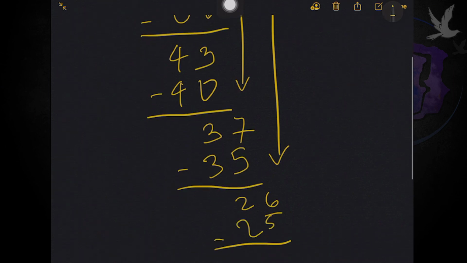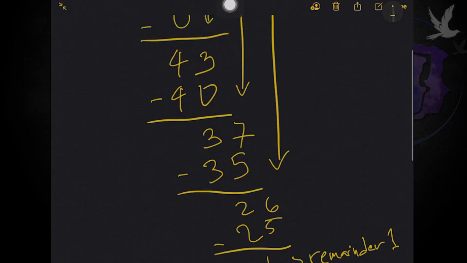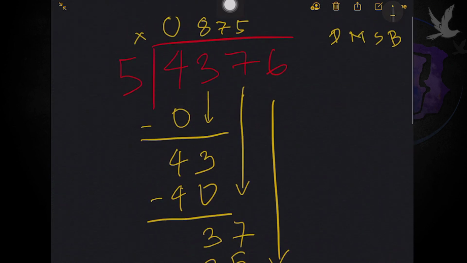And you notice that we now have a remainder of 1. So which means we can now write that 4,376 divided by 5 is 875, remainder 1. Okay, you don't need to put the 0 there technically, especially if you're already expressing it as an answer. Okay, so that's our basic division.